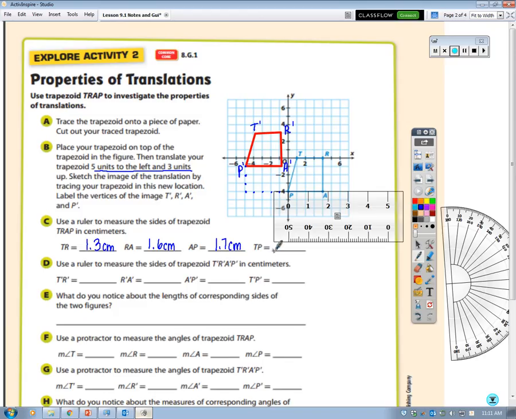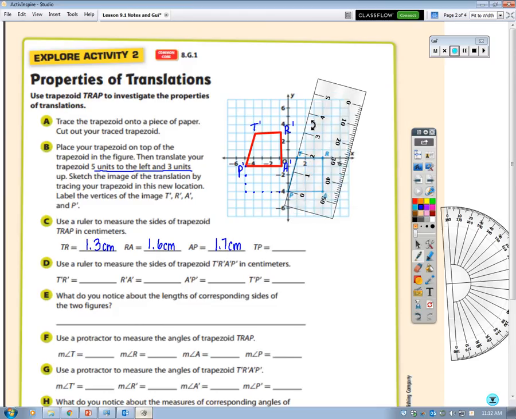And then doing side TP. I'm going to rotate that up. So I've got 1 centimeter and then almost 2. I'm just going to cut across here and see what I've got. 5, 6, 7, looks like about 1.8 centimeters. Okay? Okay, so we've measured our pre-image.